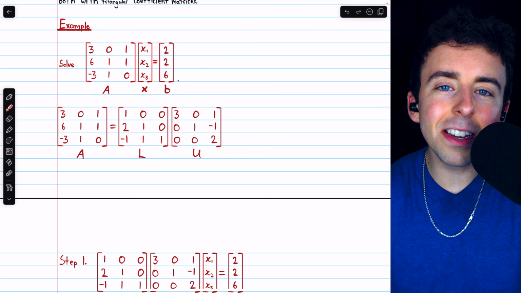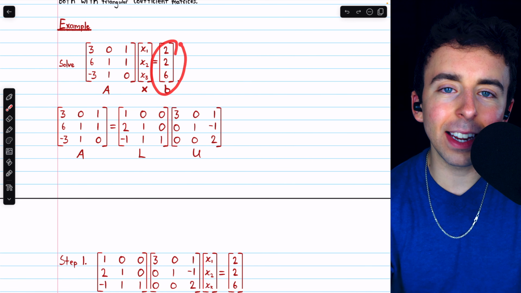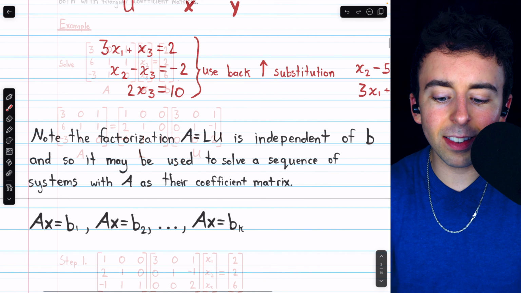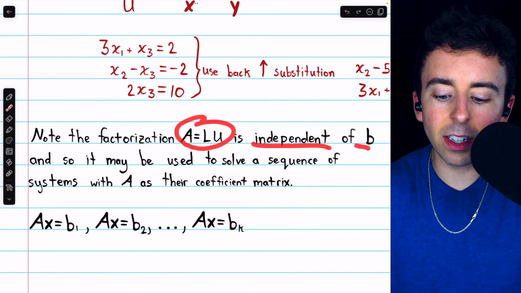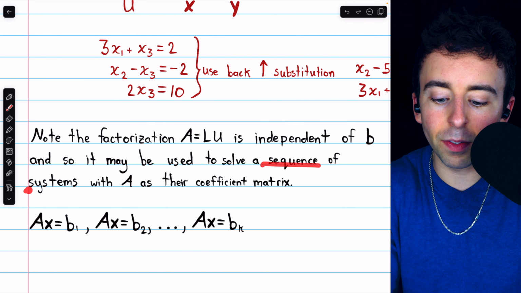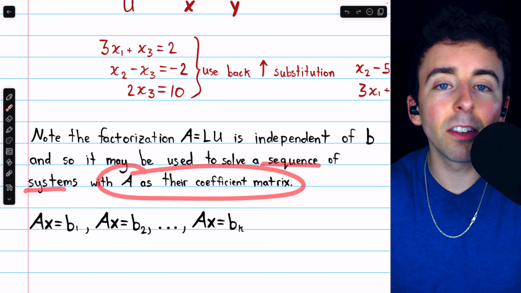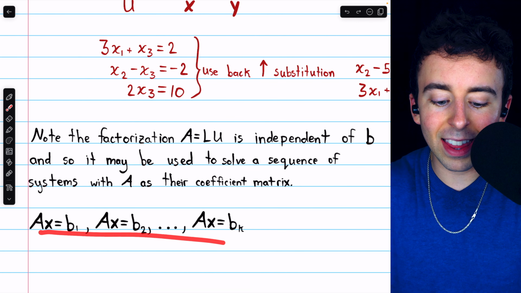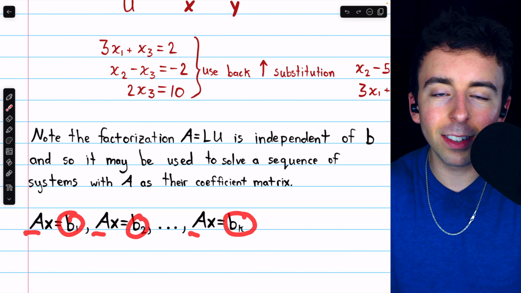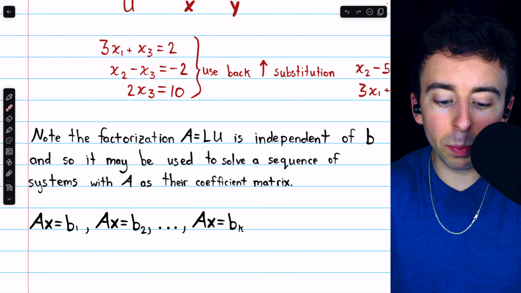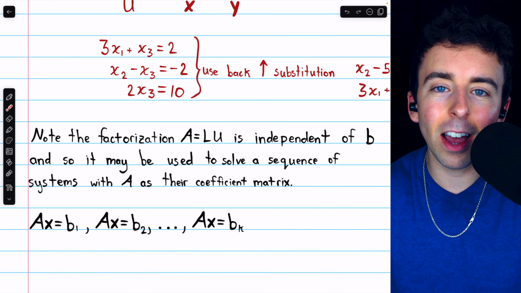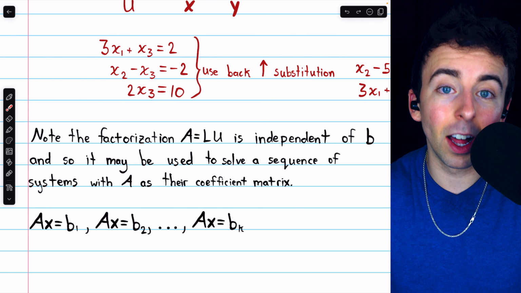However, the LU decomposition is totally independent of the constant vector. It has to do only with A. Since the LU decomposition is independent of the constant vector, you can use that decomposition to solve a sequence of systems that all have A as their coefficient matrix. A sequence like this, where the coefficient matrix is fixed, but the constant vector varies. The LU decomposition of A will be valid for every one of these systems, and so you can take advantage of it many times, thus in the long run, saving a lot of time.